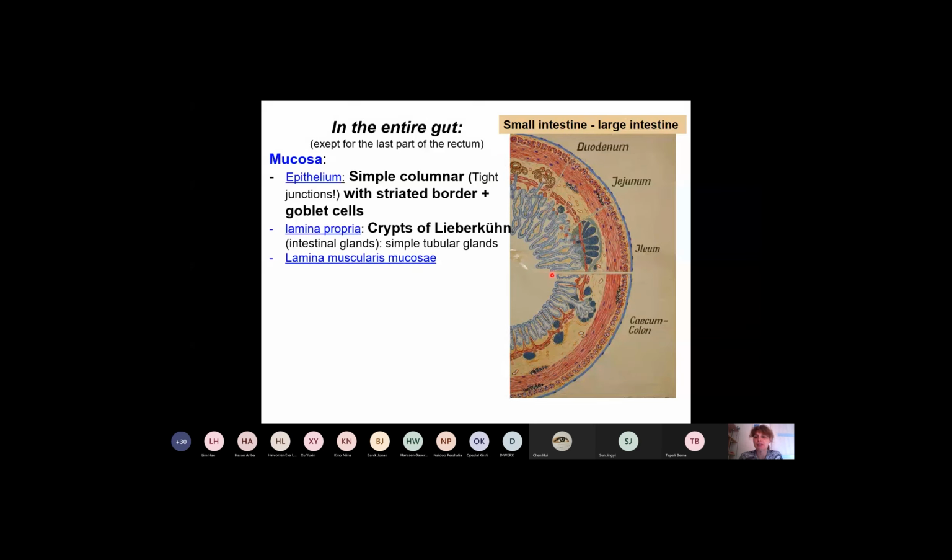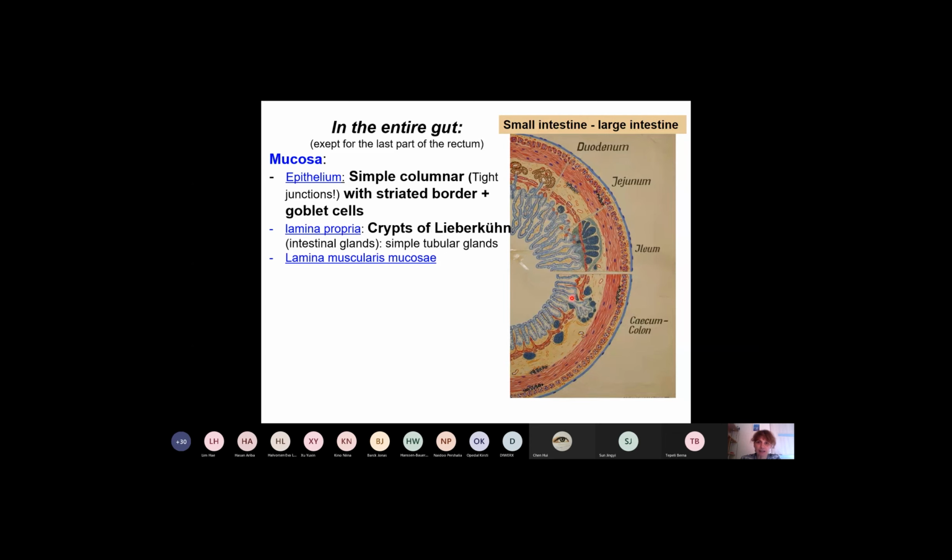But we will see the same layers everywhere, and these are the layers we have already mentioned. So the same layers we also have in the esophagus and the stomach. The innermost one is called mucosa. Here you can see that this blue line represents the epithelium. The epithelium is a simple columnar epithelium with striated border and lots of goblet cells. This is characteristic for the entire gut.